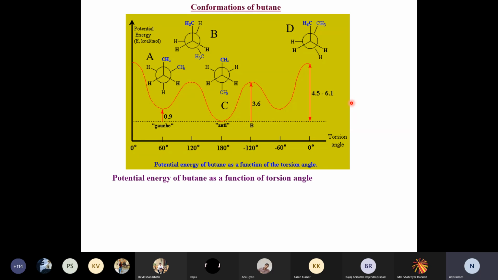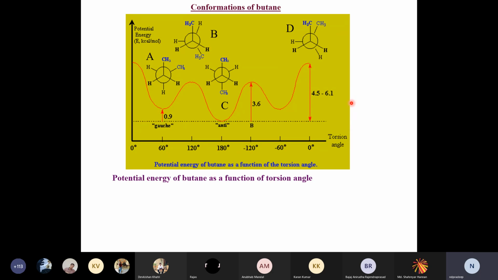Those that have energy less than 1 kilocalorie are considered minimum. Sir, is this 1 kilocalorie limit for the minimum energy conformers set only for the butane conformers, or is it set for conformers of any other organic compounds? Many other compounds. You can go for it. So for everyone, 1 kilocalorie is the limit for the minimum. Less than 1, not 1, less than 1. Yes, sir, less than 1.